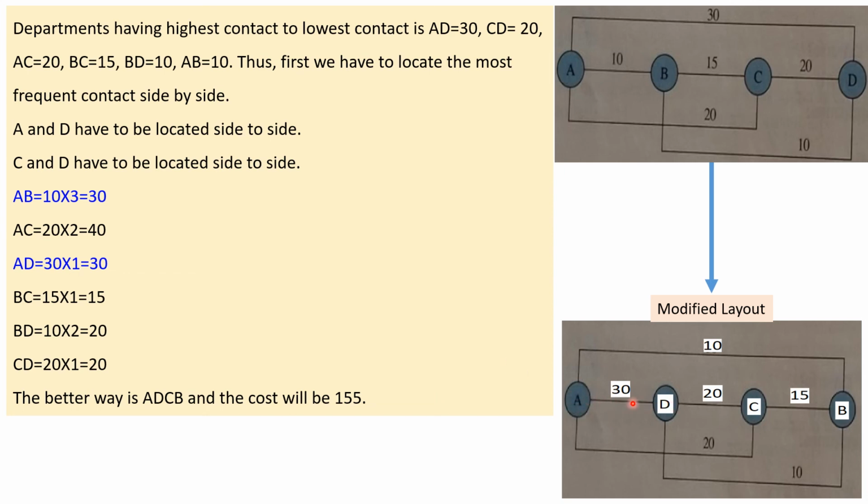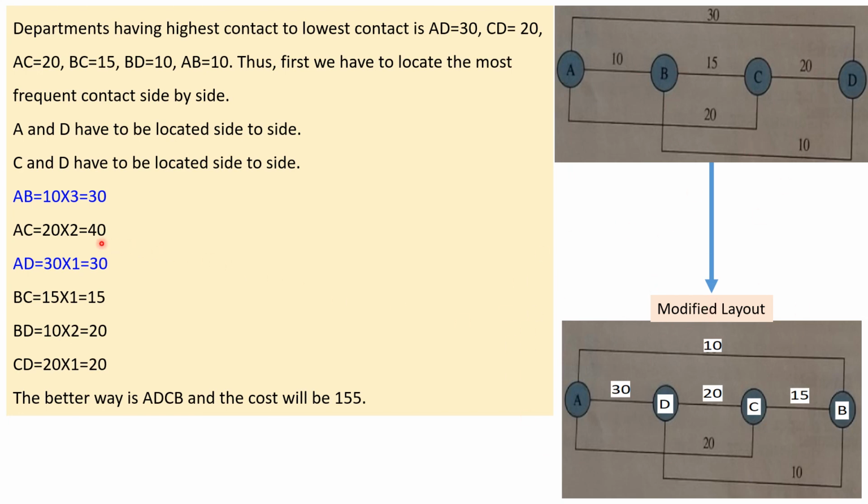So I just put like this. And the next is D and C. D and C is side to side, so I just bring C here. Then the remaining is B, right? I just put B here because the frequency of contact between A and B is just lowest, that is 10. So it's okay to make A and B far away. So this is the modified layout. This one is the existing layout.